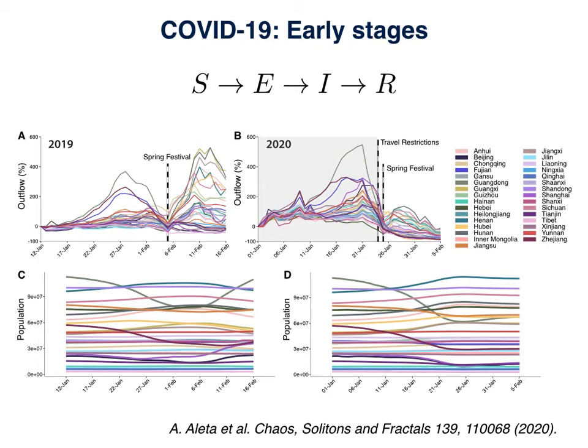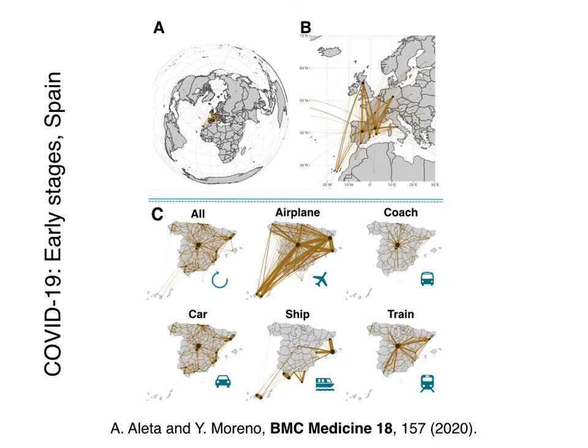In this paper, you can see more details of what we have done, including some simulations. But I think the main message is that even if travel restrictions played some role in delaying the spreading of the disease, it was not possible to completely stop it, because the adoption of this measure was too late, past the first wave of movement.